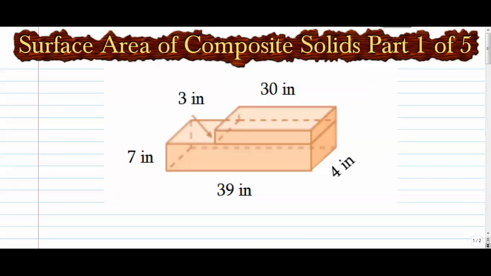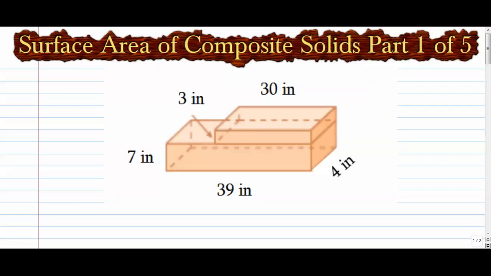Alright, part 1 in our 5-part series of the dreaded surface area of composite solids. Our job right now is to look at a composite solid, something like this, where we have a rectangular prism and a rectangular prism on top of that. And our job is to find the surface area of the entire thing. Surface area meaning, of course, how much space is on the outside of this.